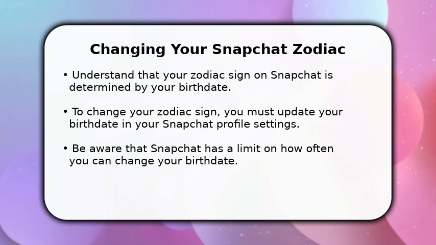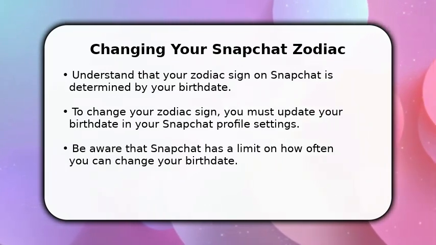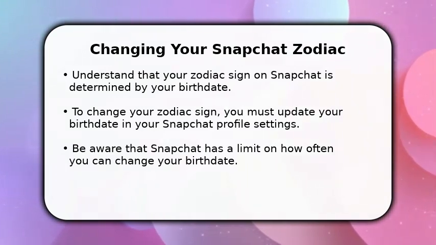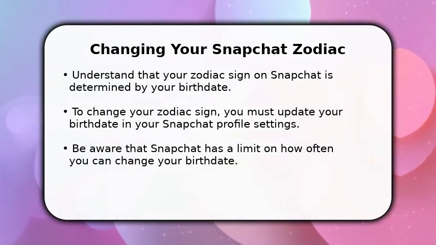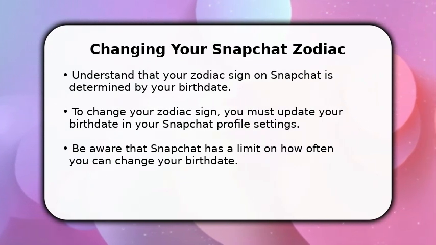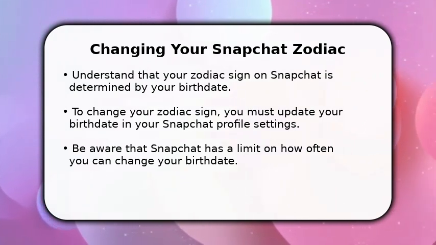In this video, I will explain how to change your zodiac sign on Snapchat. Your zodiac sign is automatically assigned based on the birth date you provide when setting up your account. To update it, you'll need to navigate to your profile settings.